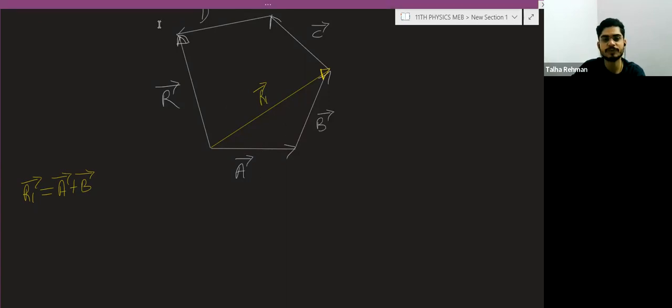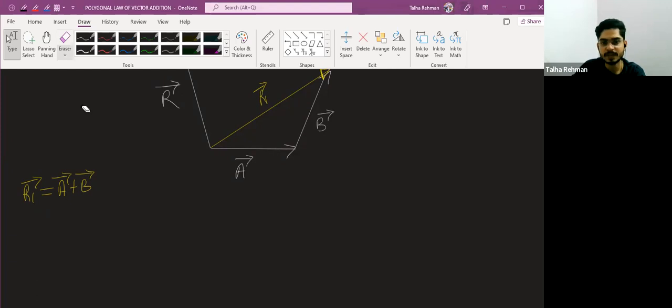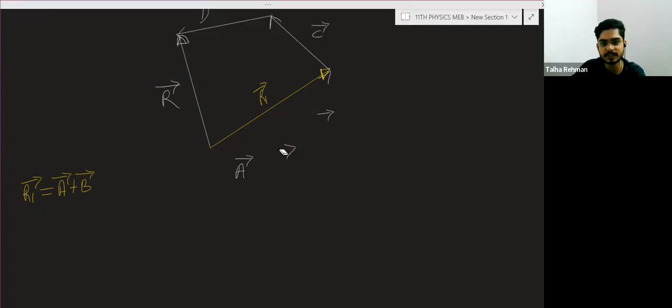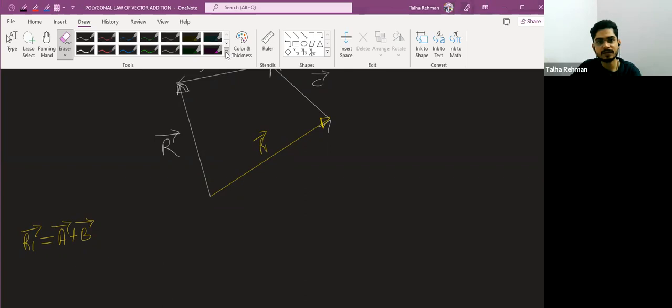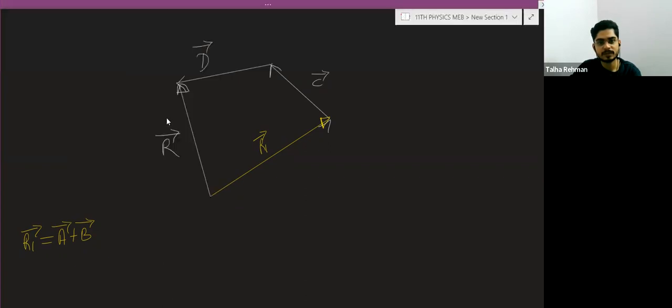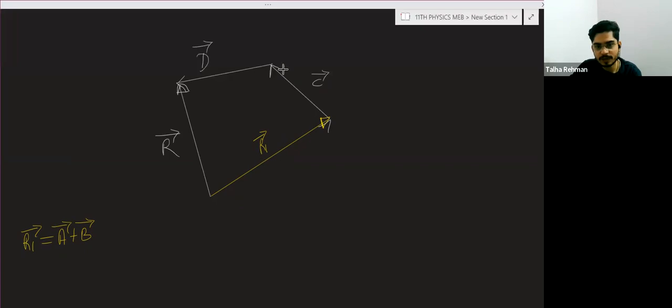So now there is no use of A and B. We have calculated the resultant, so this will be removed. I am just removing this. Now I have this R1 vector, C vector, and D vector. See, this vector and this vector, R1 vector and C vector, are in the same order. So can I complete the triangle like this? I am just applying the triangle law in this.